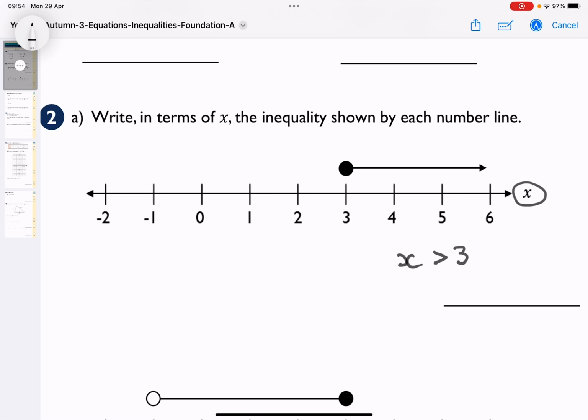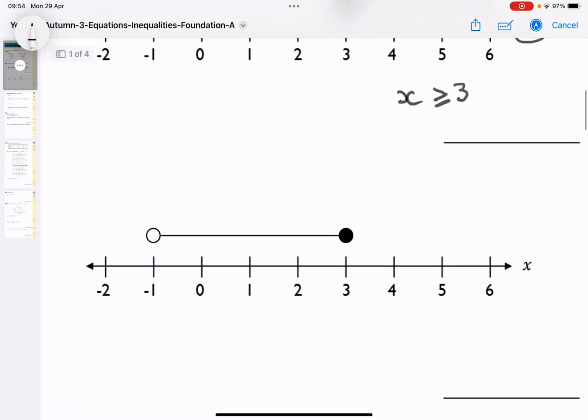and it is then bigger than 3. Then what I'm doing is I'm checking the circle. If it is coloured in, it means it is also equal to. So x is greater than or equal to 3. If it wasn't coloured in, I wouldn't put the equal to on there. So that's the inequality for this.